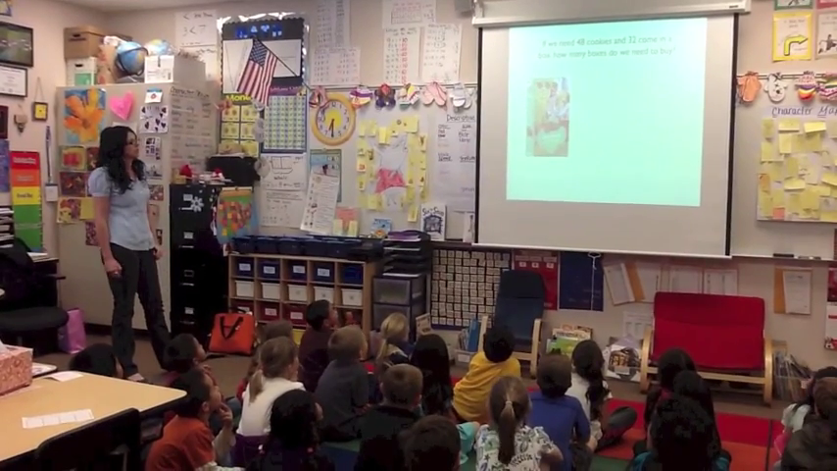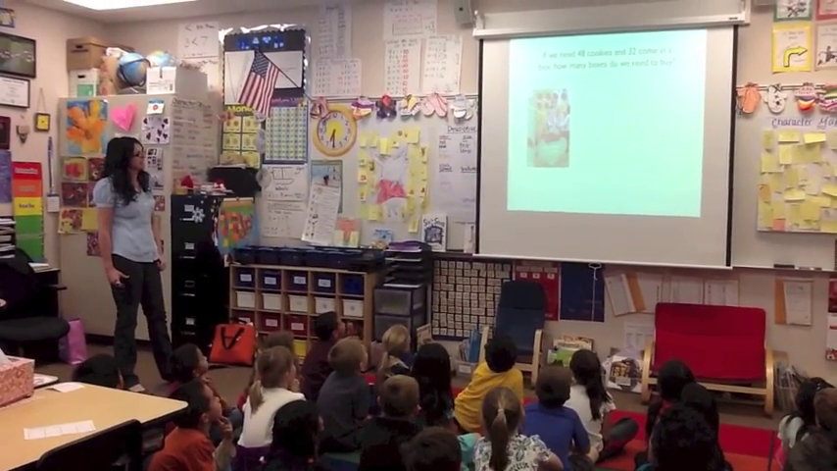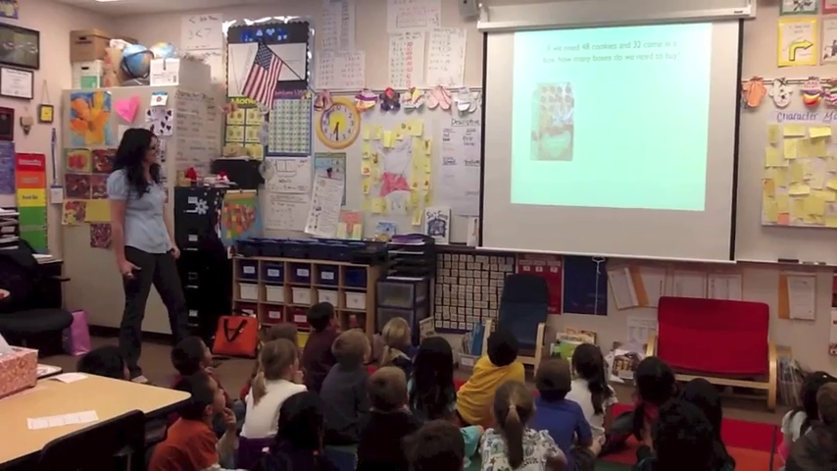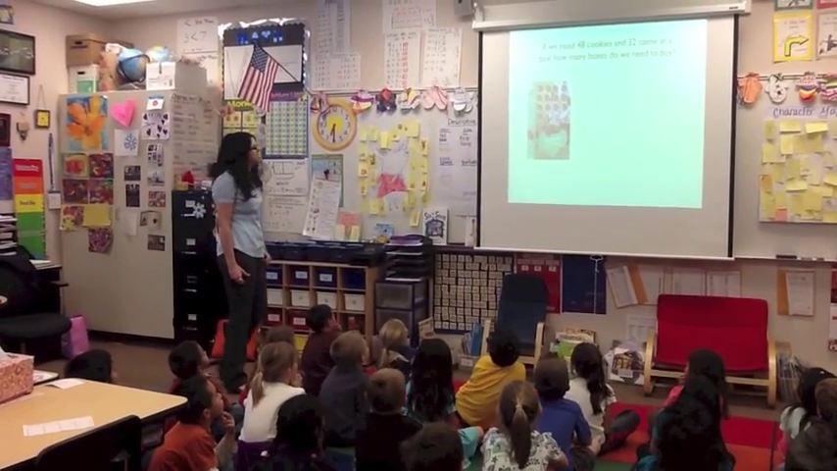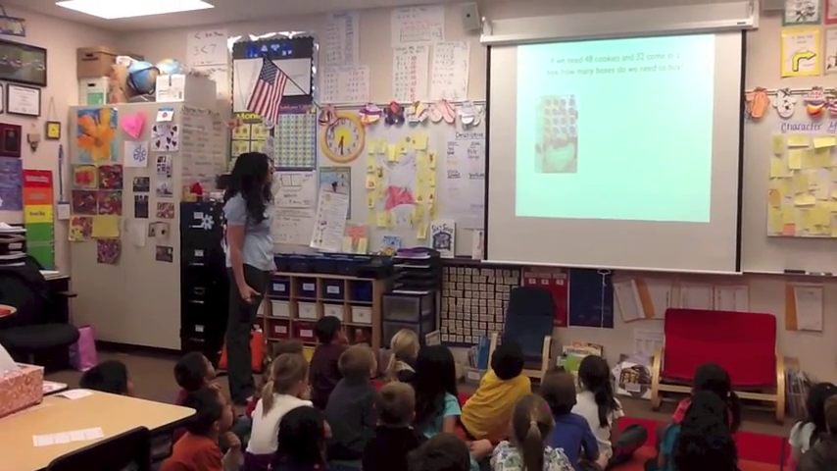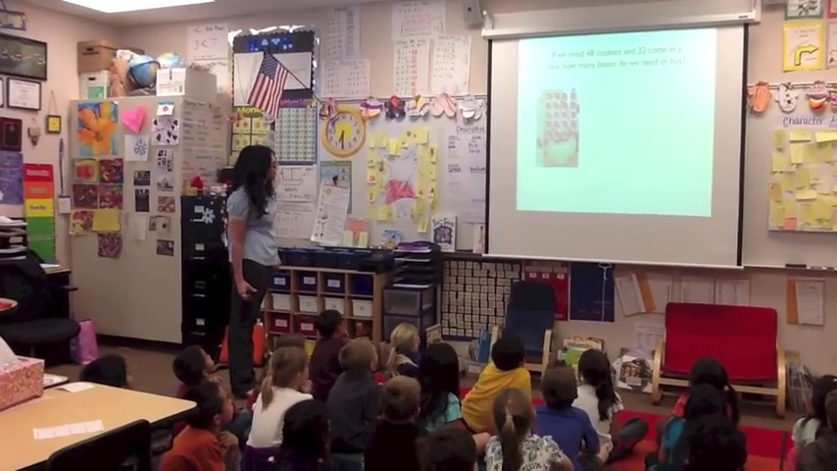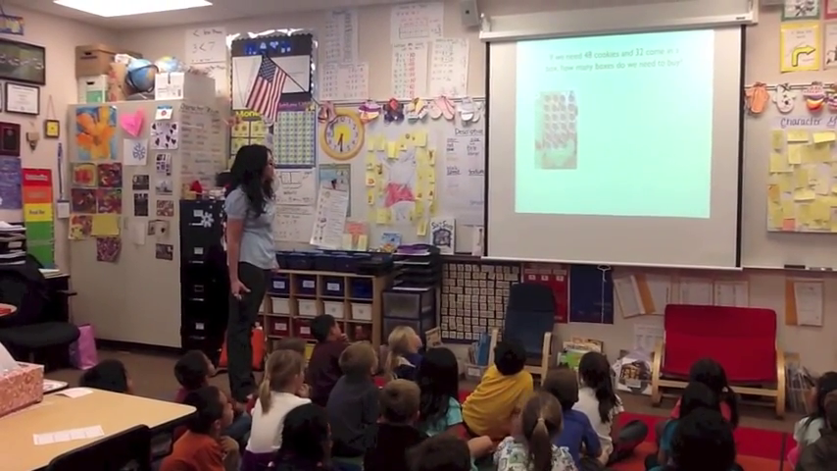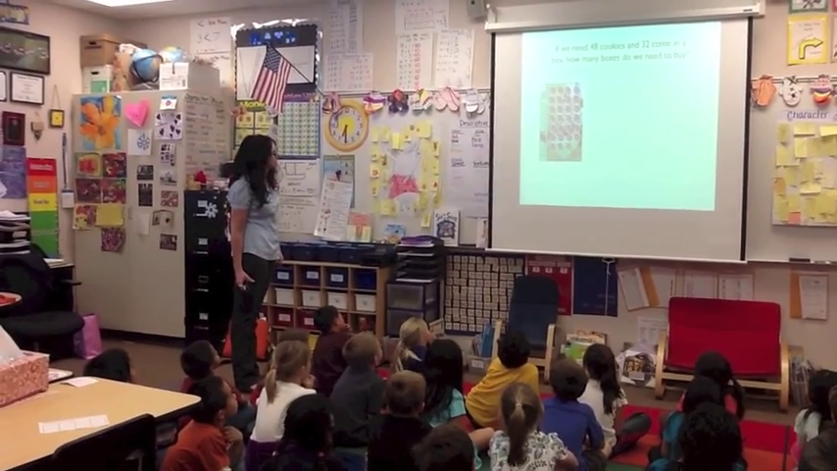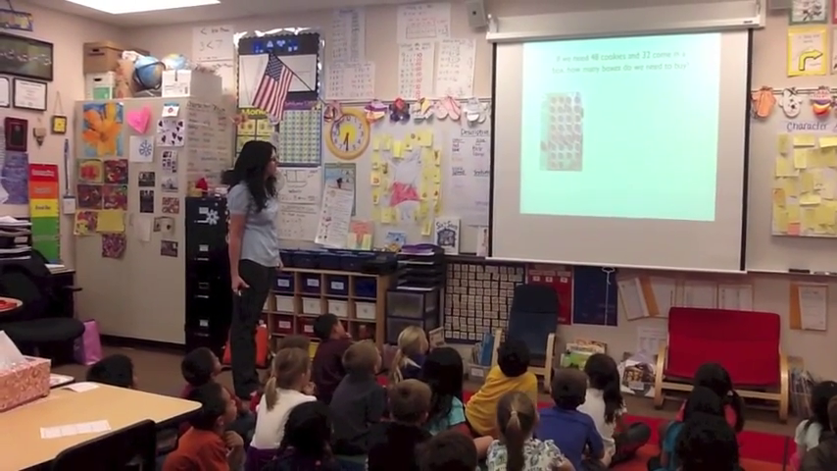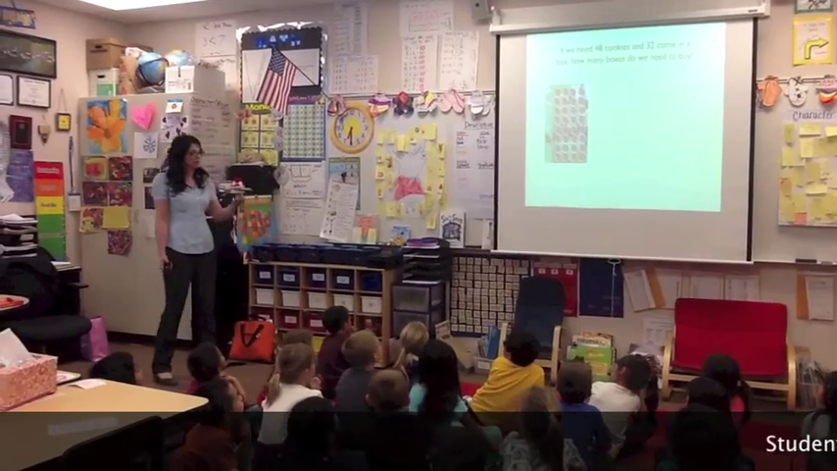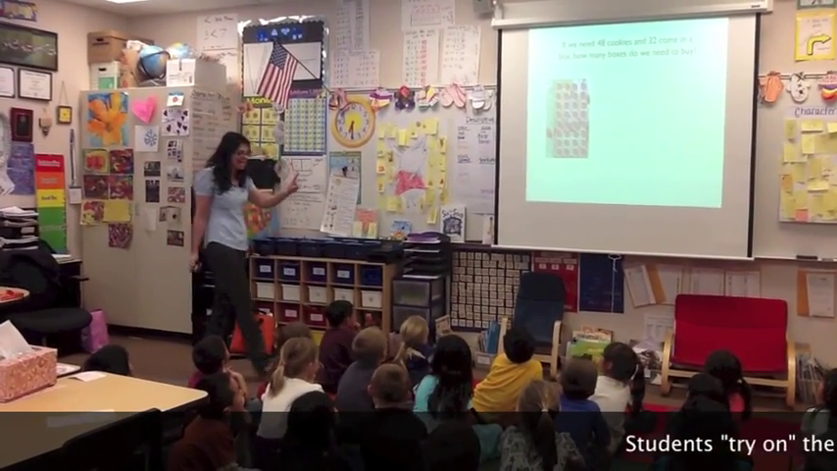1, 2, 3, 4, 5, 6, 7, 8, 9, 10, 11, 12, 13, 14, 15, 16, 17, 18, 19, 20, 21, 22, 23, 24, 25, 26, 27, 28, 29, 30, 31, 32. That's one box, but we still have to get up to 48 cookies, right?